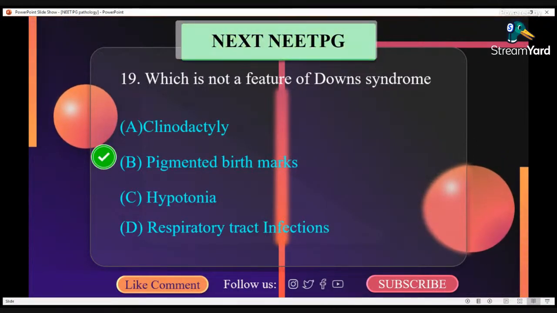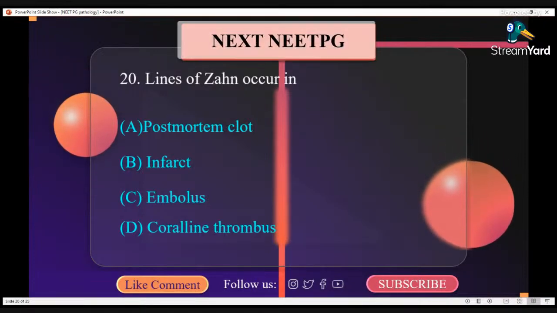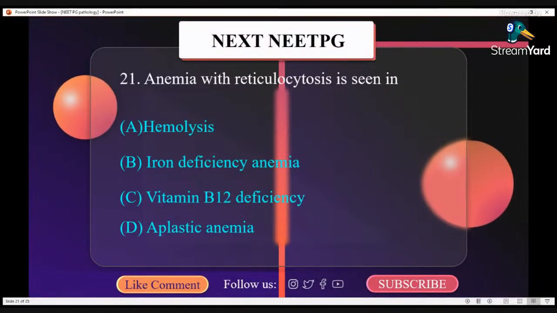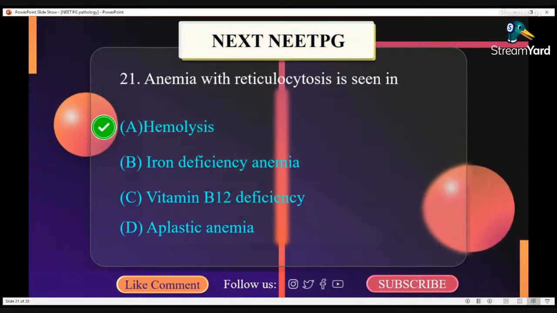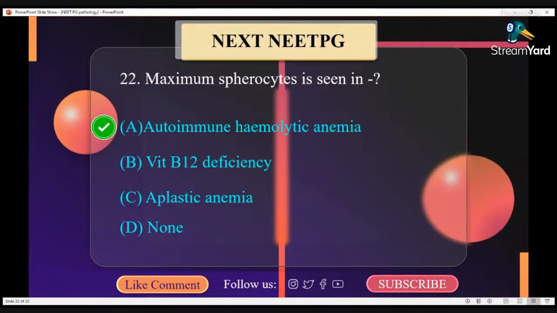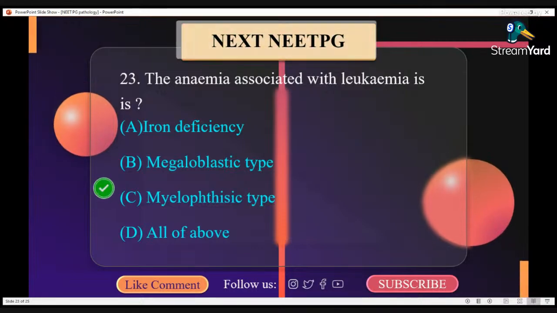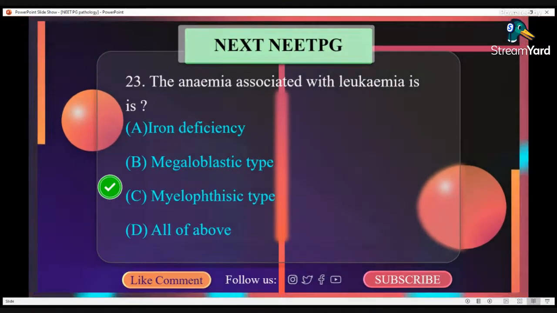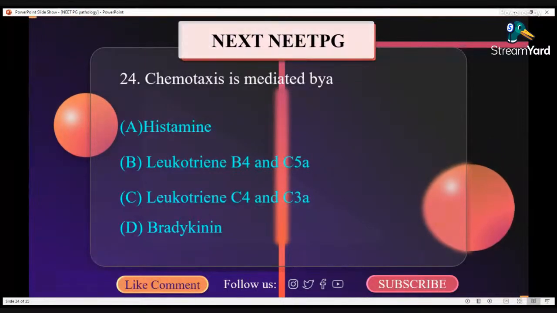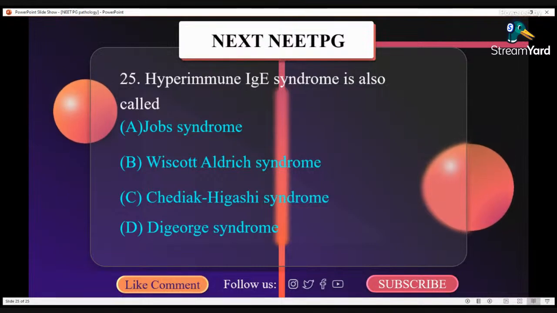Pigmented birthmarks. Lines of Zahn are seen in coralline thrombus. Anemia with reticulocytosis is seen in hemolysis. Maximum spherocytes are seen in autoimmune hemolytic anemia. Anemia associated with leukemia is myelocytic leukemia. Chemotaxis is mediated by leukotriene B4 and C5a. Hyper IgE syndrome is called Job syndrome.